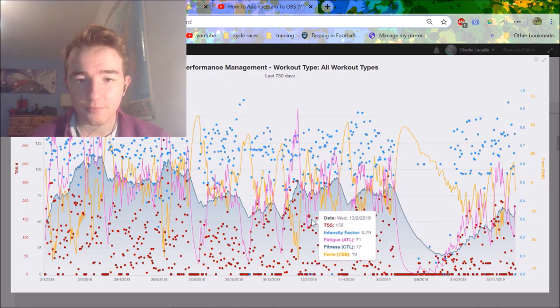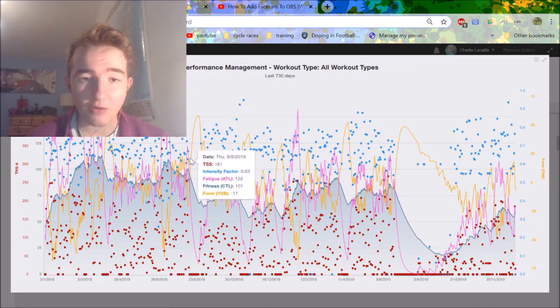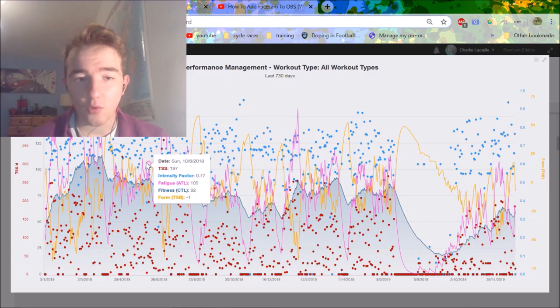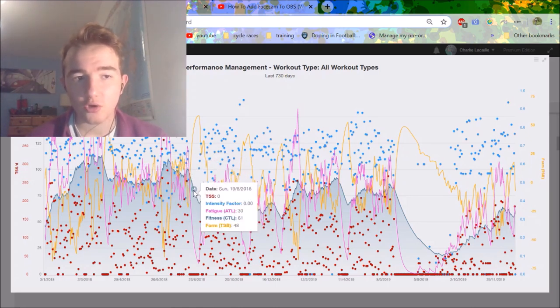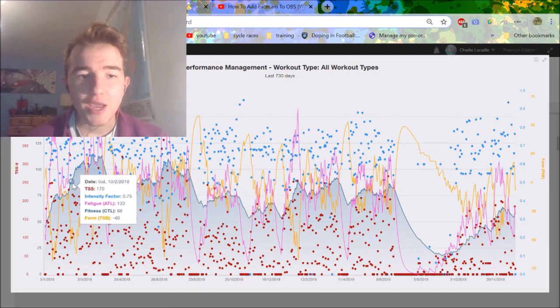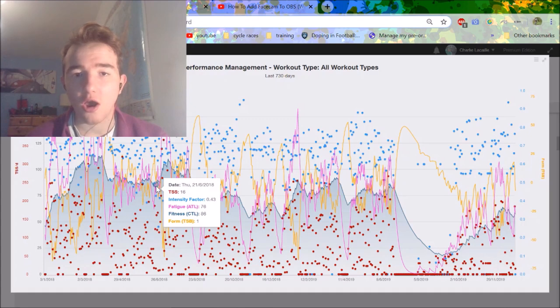It's not what most people would think, which would be a really long build, and then maintain fitness, maybe from May to August, and have a bit of off season in September, October, and then build back up from November. Instead, you'll see that I have a lot of peaks and troughs throughout the year, mainly because I like to have time off the bike throughout the year.